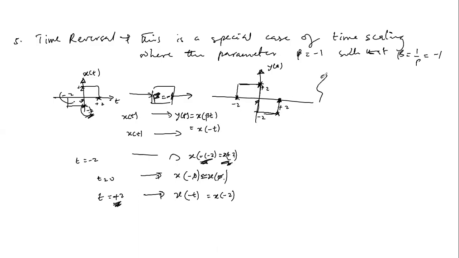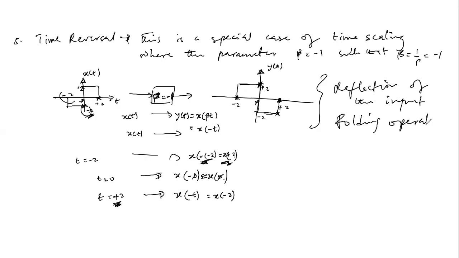Now you see that this is a reflection of the input. So we call it a folding operation as well, such that the signal is seen as a mirror reflection of the input. So the folding is about the amplitude scale.